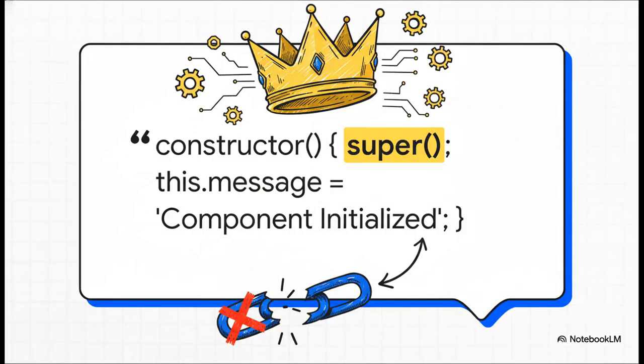In this example right here, this shows you the golden rule. You must call super first thing in the constructor. Seriously, no exceptions. If you forget this one little line, your component will just fail to initialize. It'll break. It is the essential first step that sets up all the standard LWC magic.